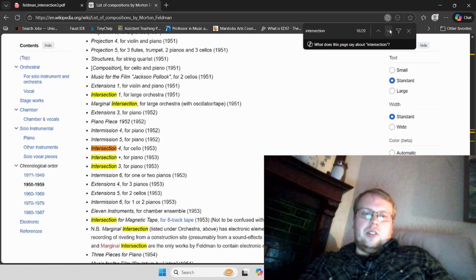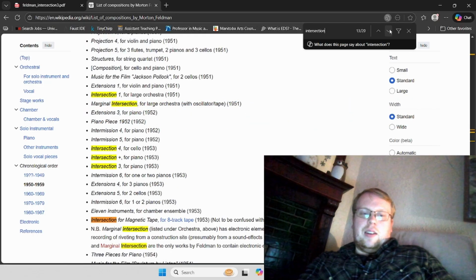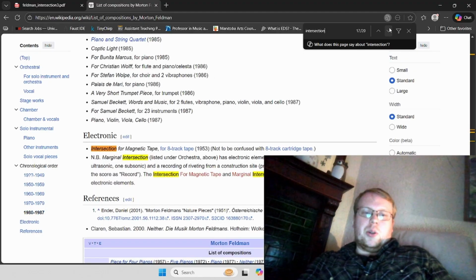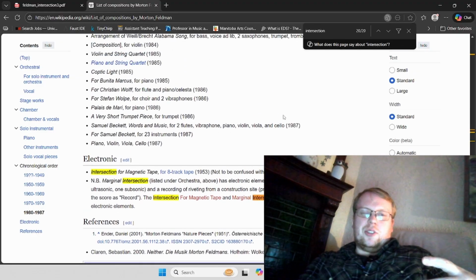Intersection. Is there a 5? There's an intersection for magnetic tape, and all of these are written from between 1951 and 1953. So this is like some of his earliest stuff. I think he was pretty well known for his grid paper stuff. Maybe this is his most substantial grid paper series. I'm not sure. He also has a series called Projection.